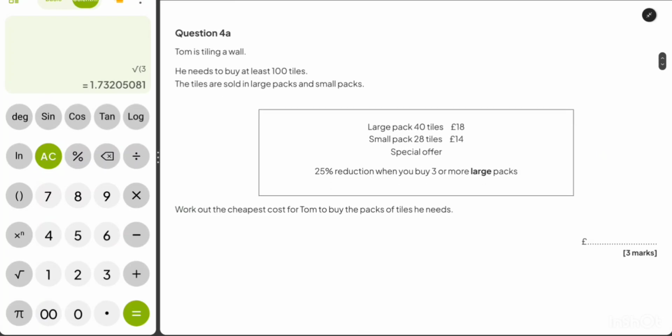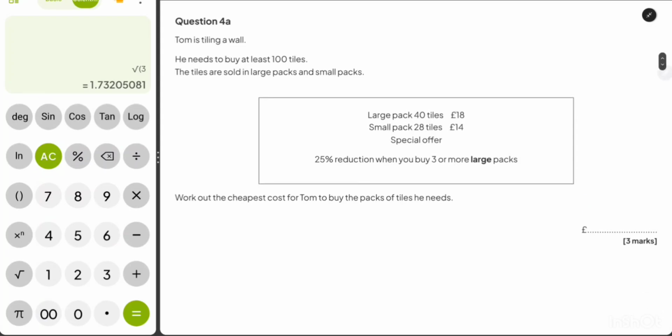See the fourth question now. Tom is tiling a wall. He needs to buy at least 100 tiles. The tiles are sold in large packs and small packs. A large pack contains 40 tiles and costs 18 pounds, and a small pack has 28 tiles in each and costs 14 pounds. The special offer is, if you buy 3 or more large packs, then a 25% discount will be given. Clear? Work out the cheapest cost for Tom to buy the packs of tiles he needs.